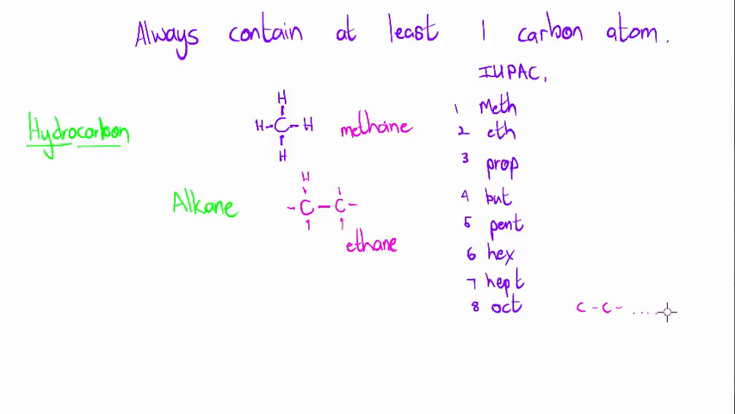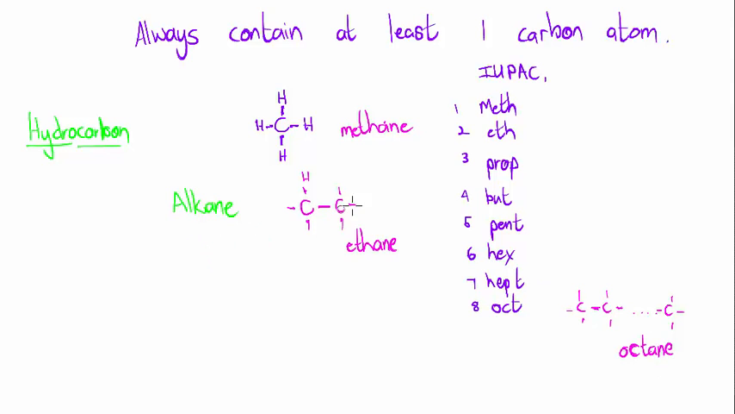I'm not going to draw them all. 8 carbons connected with single bonds. In other words, each carbon just shares 1 electron with another carbon. 6 carbons like that, 8 carbons like that would then be called octane. Okay, you guys know all this thing? Are you comfortable with all that?